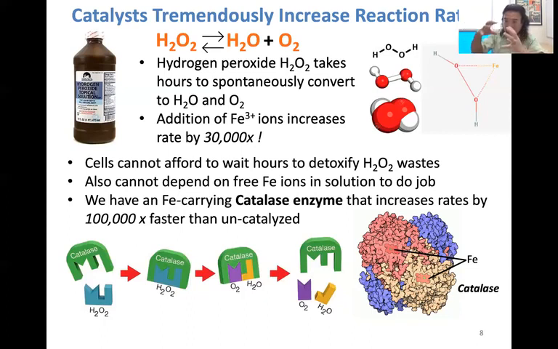And so by bringing these two things together, it facilitates the rapid dissociation or breakdown of peroxide. Because we have this catalase enzyme in our cells, it increases the rate of the peroxide in our cells being broken down about 100,000 times faster than if the peroxide was just left alone.